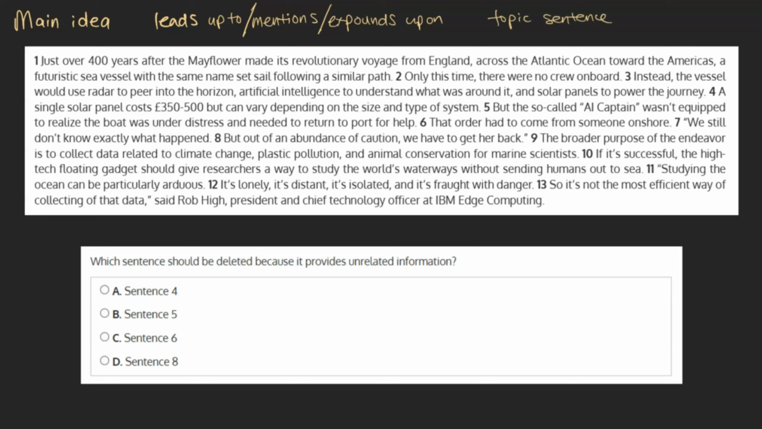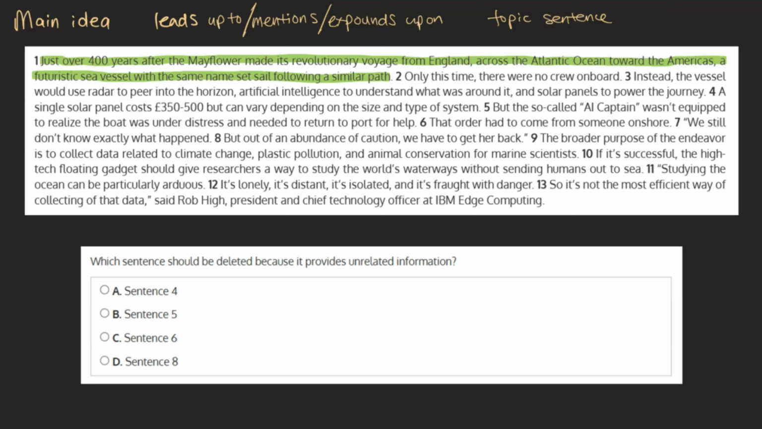With this in mind, let's try and identify the main idea of this passage. Indeed, we see the introduction of our main idea in the first sentence. Just over 400 years after the Mayflower made its revolutionary voyage from England across the Atlantic Ocean toward the Americas, a futuristic sea vessel with the same name set sail following a similar path.